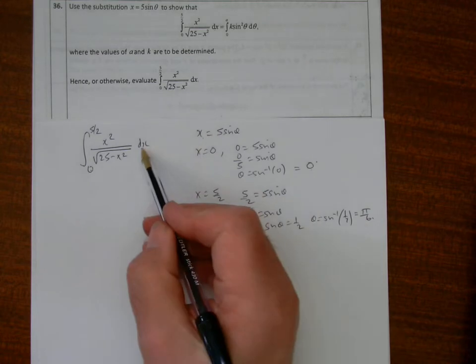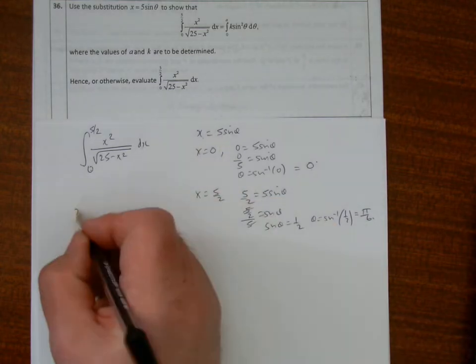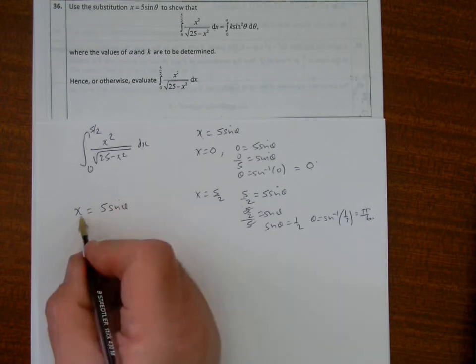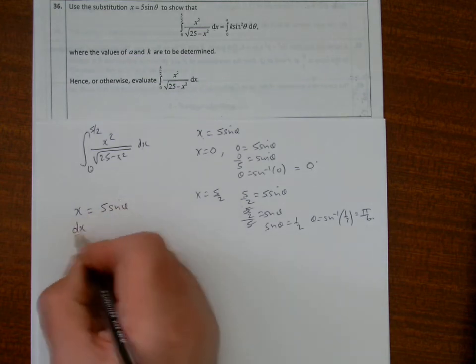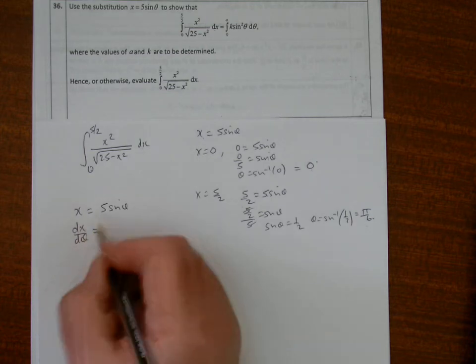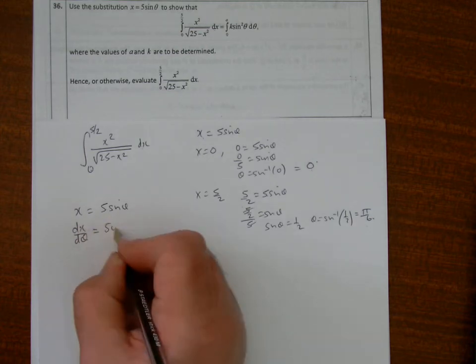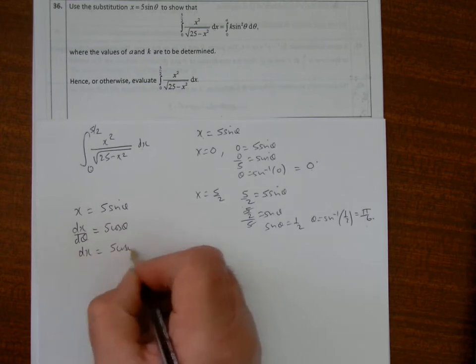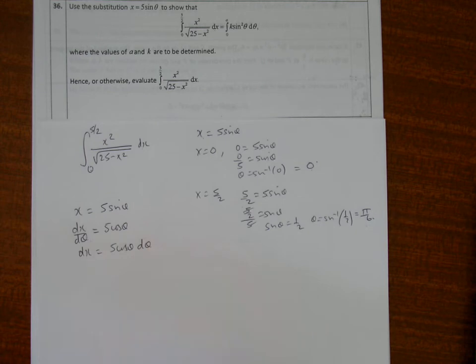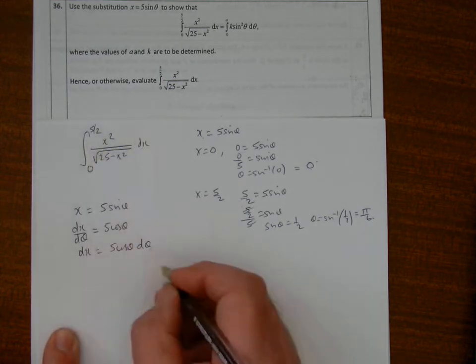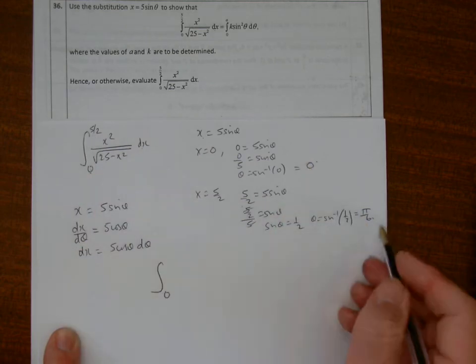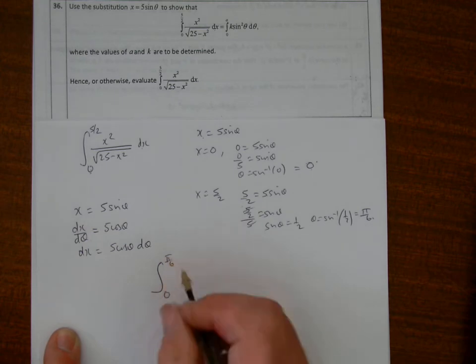Now I need an expression for the dx, so I take my substitution, x equals 5 sine theta, and differentiate this as dx by d theta. Dx by d theta is 5 cos theta, so dx is 5 cos theta d theta. Okay, so I'm ready to substitute into this now. So the limits, 0 went to 0, 5 over 2 went to pi by 6.